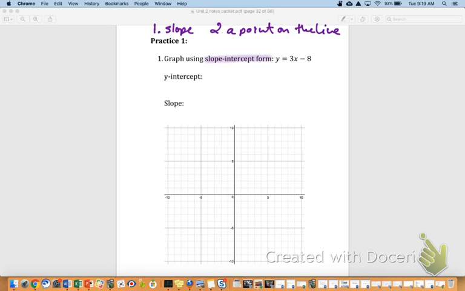Yeah, Sophia. Is it y equals mx plus b? That is the classic way. Yep, that is the classic way. So I'm going to write it up here. Y equals mx plus b.